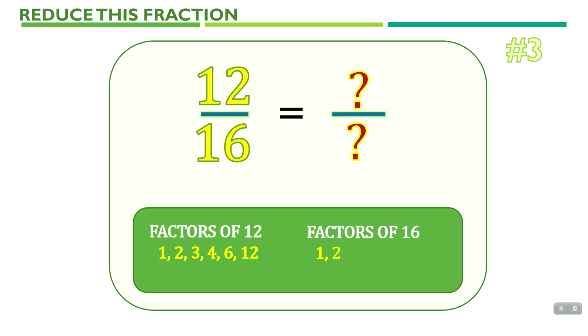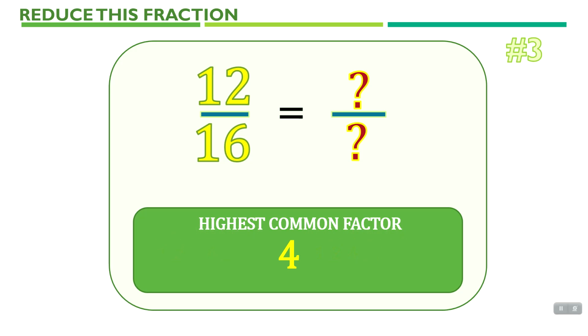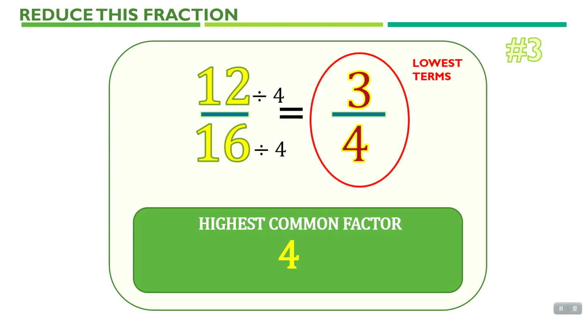The factors of 16 are 1, 2, 4, 8, and 16. Which numbers are common to both? We can see that 1, 2, and 4 are common, but the highest number is 4. And so we divide 12 by 4 to give us 3. 16 divided by 4 is 4. 12 over 16 has been reduced now to 3 over 4, which is now in lowest terms.